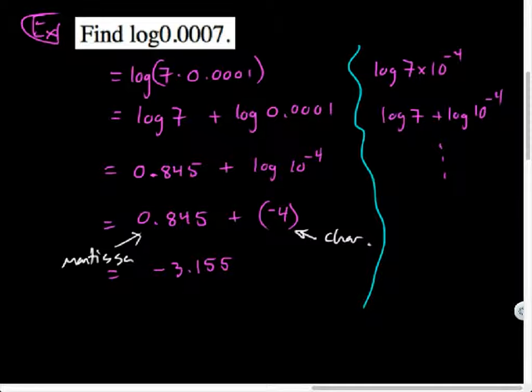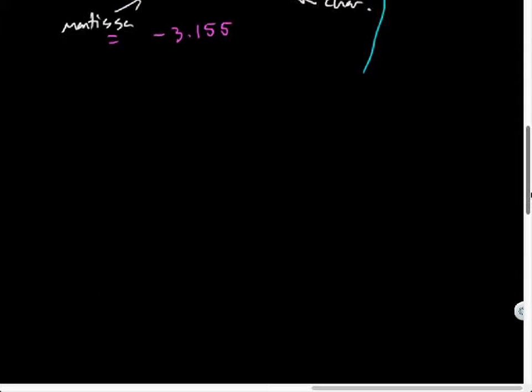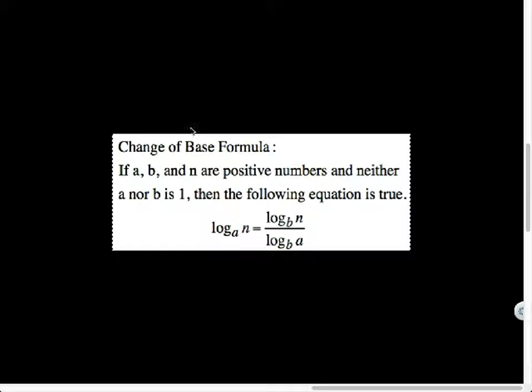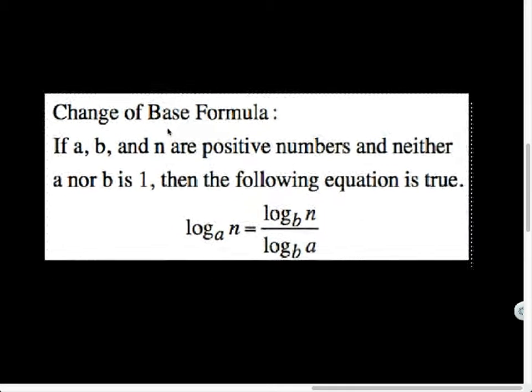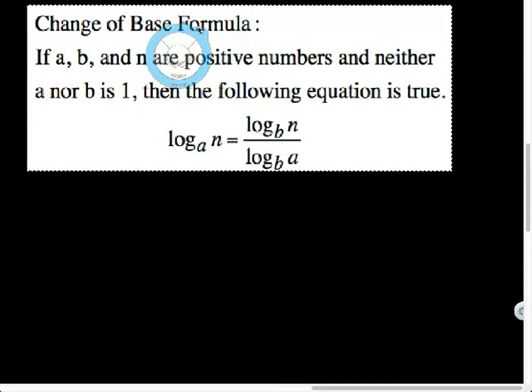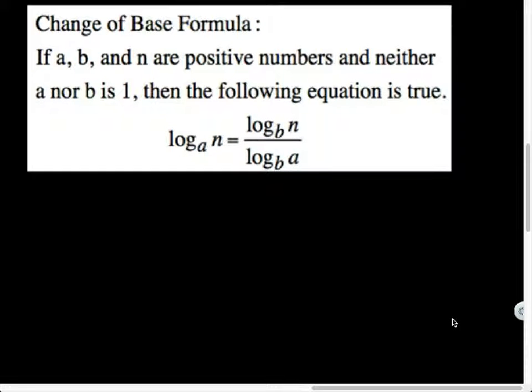Because your calculator can work in base 10 very easily, but what happens if I want to find out, say, log base 2 of 3? If I want to figure out what 2 to what power is 3, it turns out there's what's called the change of base formula. So it says if a, b, and n are positive numbers, and neither a nor b is 1, then the following equation is true. So this is the change of base formula.